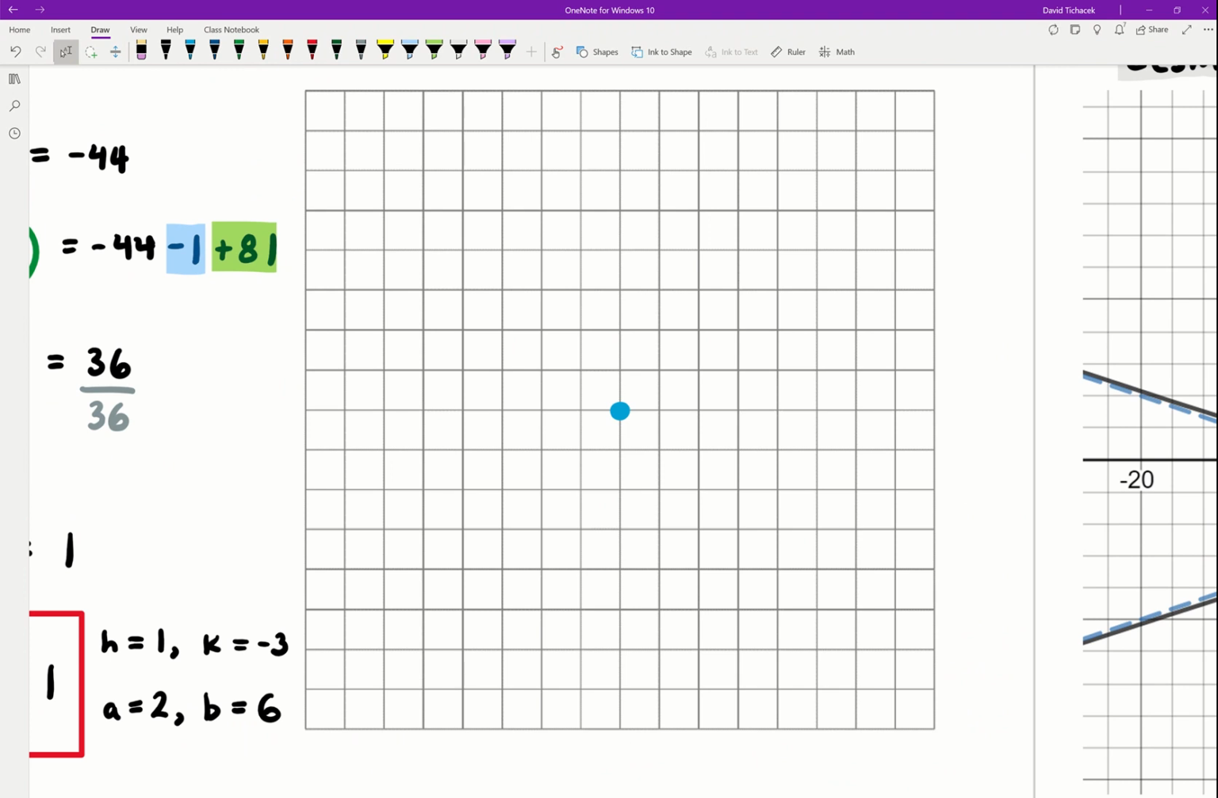We're going to go ahead and plot those here. So on either side of my center here, I'm going to go ahead and plot 6 to the east and then 6 to the west. Okay, after that, I'm going to go up and down the length of A, so that's going up 2 and then down 2.